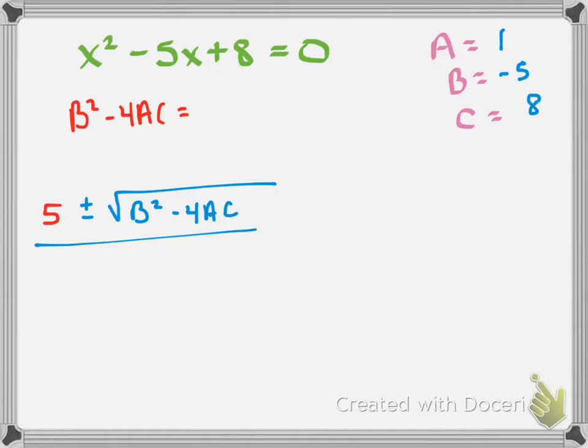Alright. Besides that, I'm going to come back over here, and I'm actually going to do b squared minus 4ac, which would be negative 5 squared, and yes, the parentheses are important, minus 4 times 1 times 8. Okay, so that's basically 25 minus 32, or negative 7. So I'm going to come back, and I'm going to put right here, negative 7.